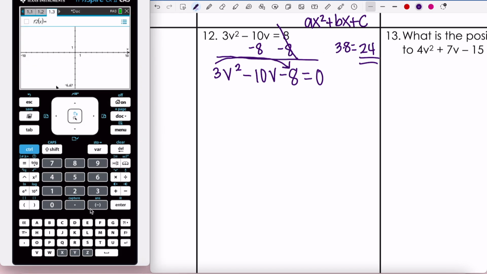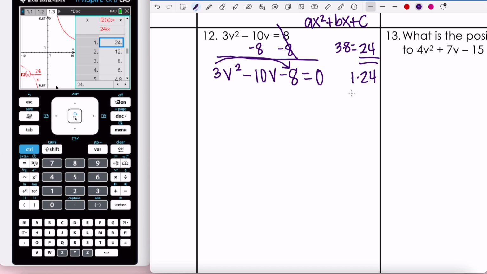From here, I want to list out factors of 24. So I'm going to go into my graphs, 24 divided by x, and then Control T. We see that our factors are 1 times 24, 2 times 12, 3 times 8, and 4 times 6. Next step, I'm going to look at the sign in front of C. Since it's negative, this means I'm going to find the two factors that subtract to give me 10, which are 2 and 12. Now, I want to determine the signs. Remember, if I'm subtracting, this means that my signs are different. One is positive, one is negative.